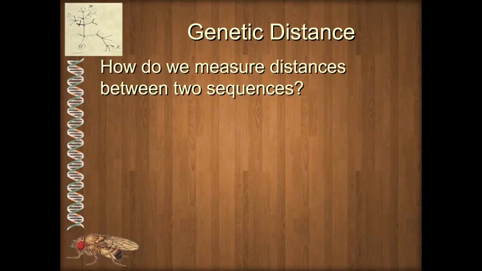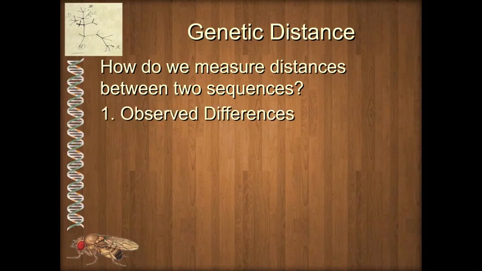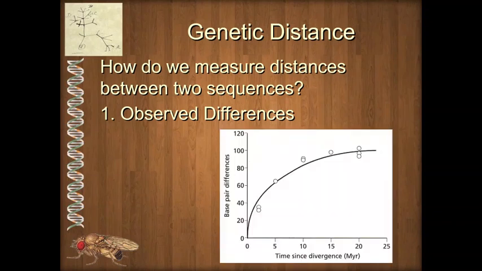Okay, so we've already answered this a little bit, but let's review. How do we measure genetic distances between two sequences? Well, all we have to work with is our observed differences. And so we could imagine two sequences where we get mutations over time. And in fact, let's do a little bit of a simulation of this. Let's go back to our original DNA sequences, our alignment, and let's simulate this.